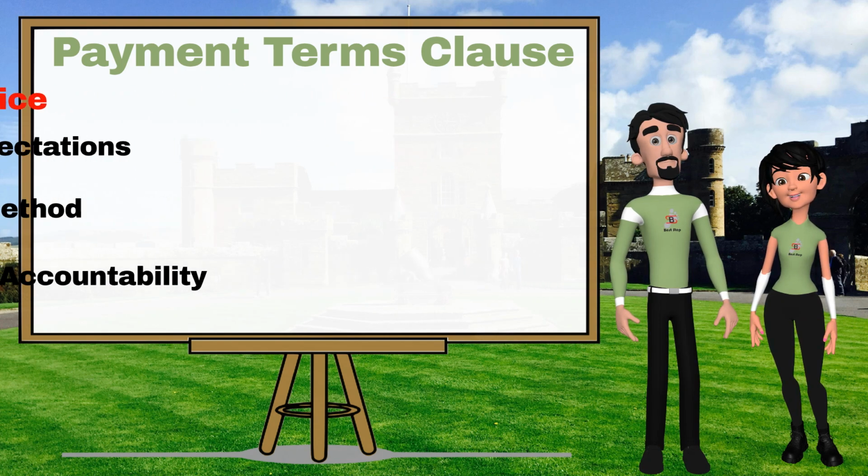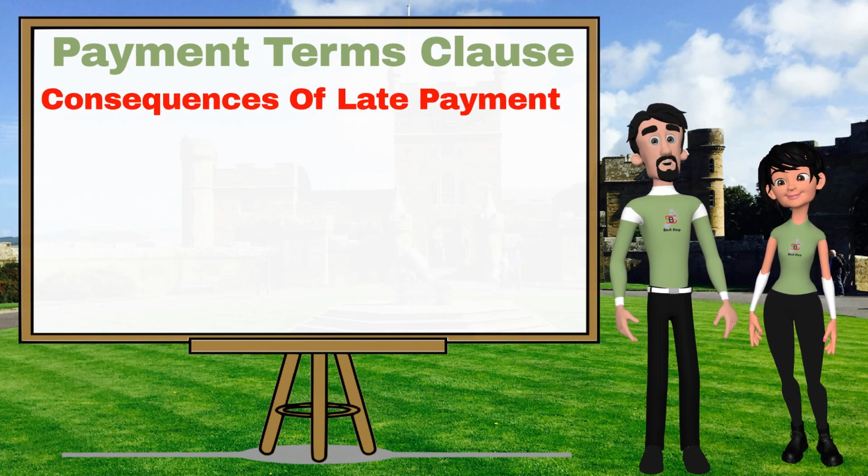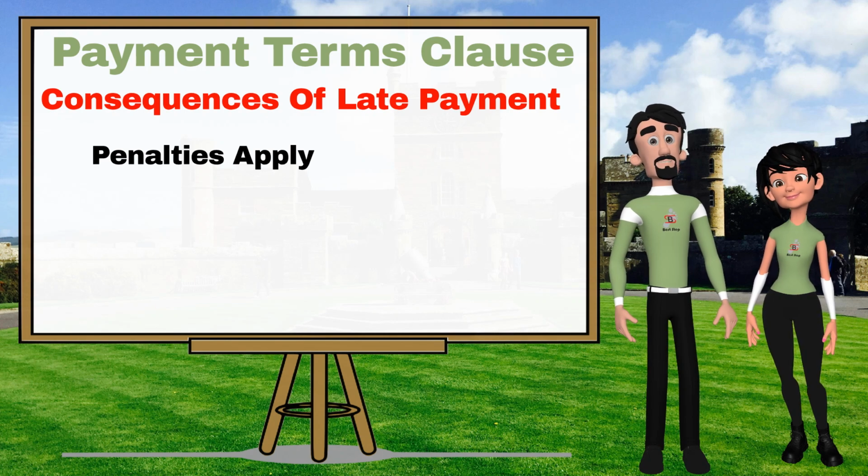What happens if a payment is late? Most payment terms clauses include clear penalties for late payments, like interest or fixed fees. For example, the contract might say that a 2% late fee applies for each month a payment is overdue. This incentivizes timely payments and compensates the receiving party for the delay.